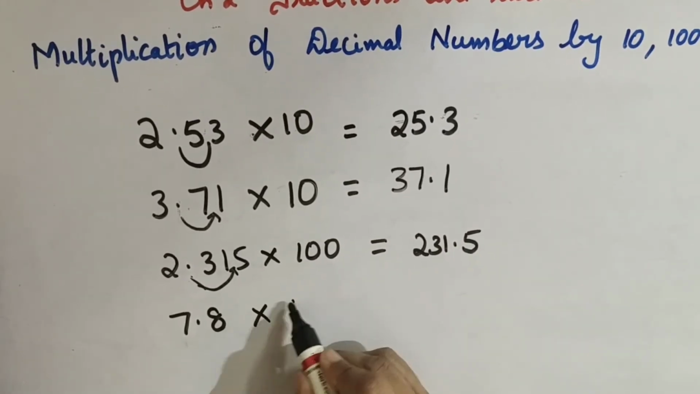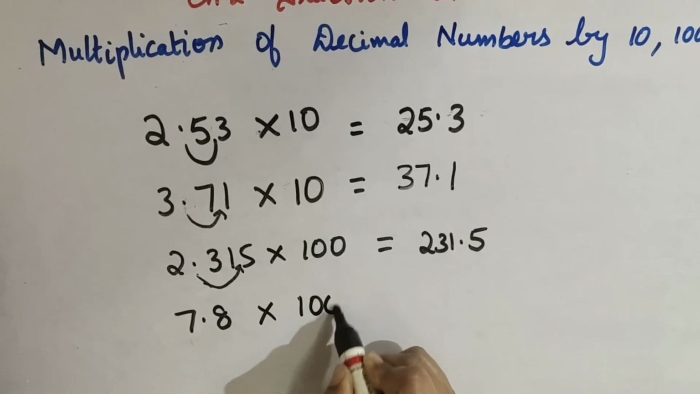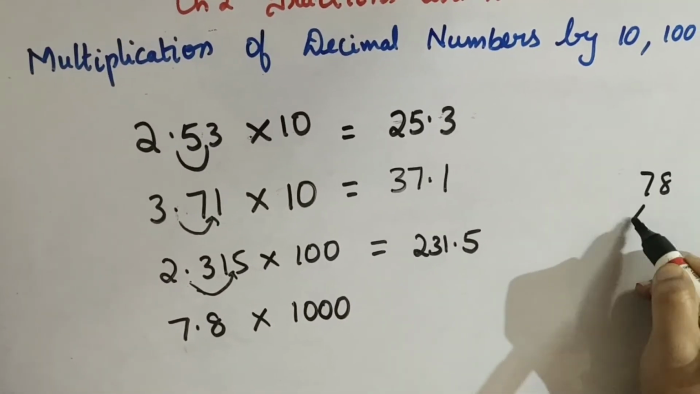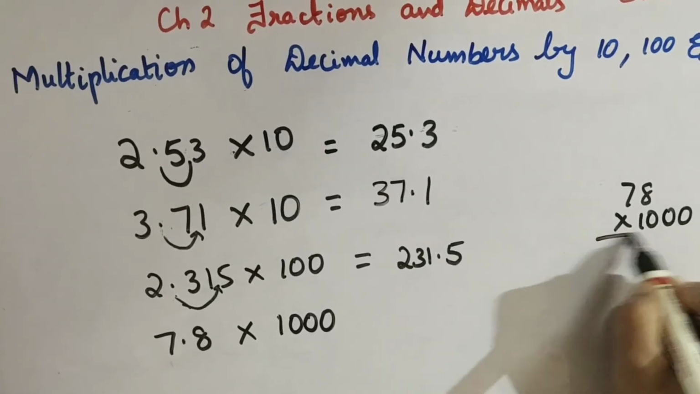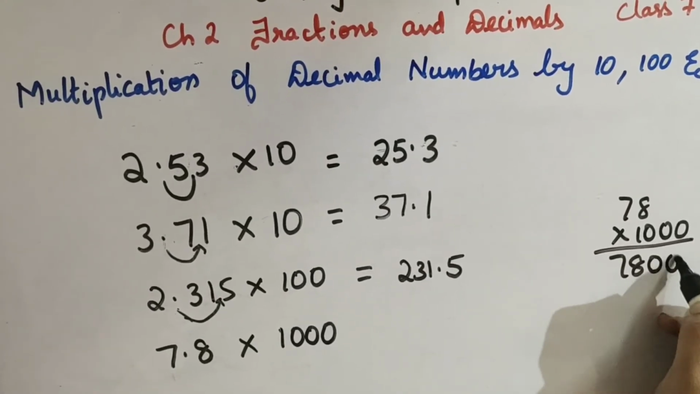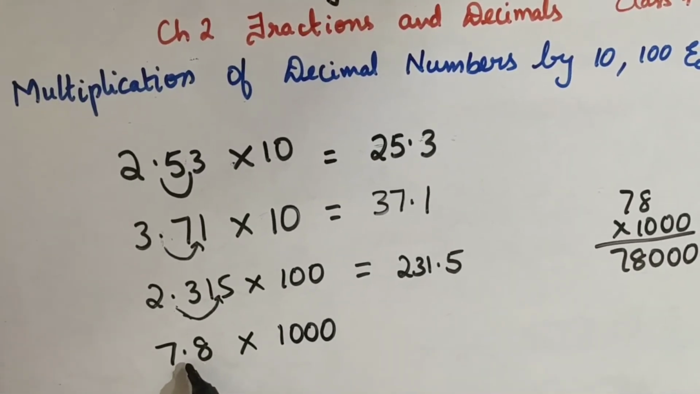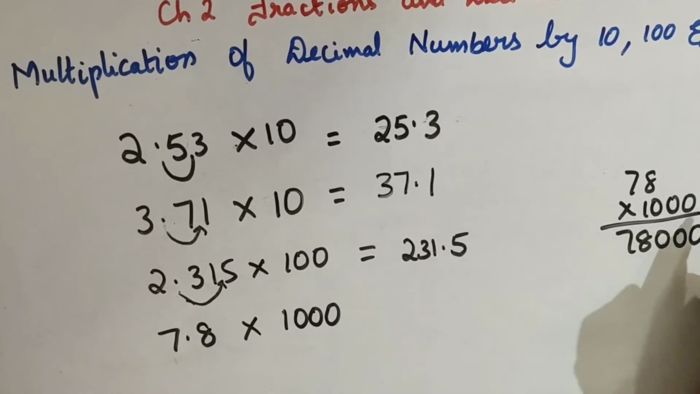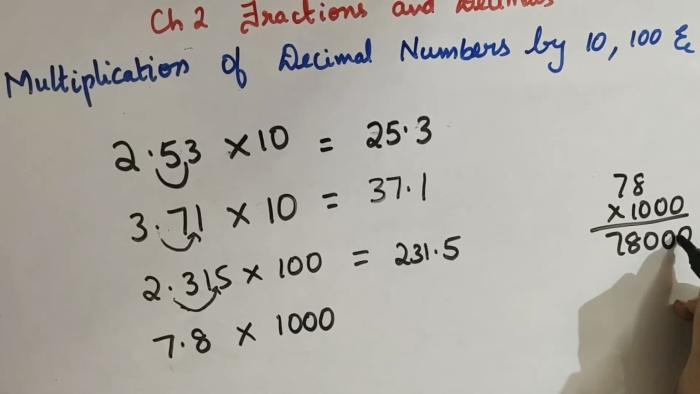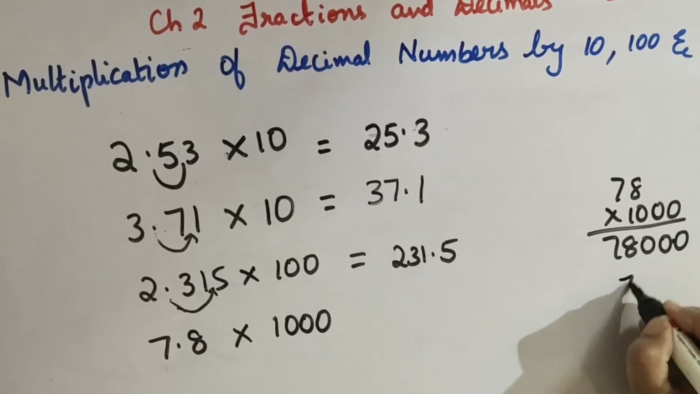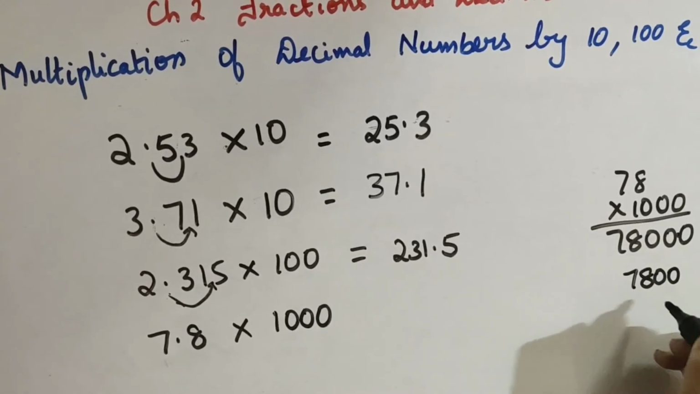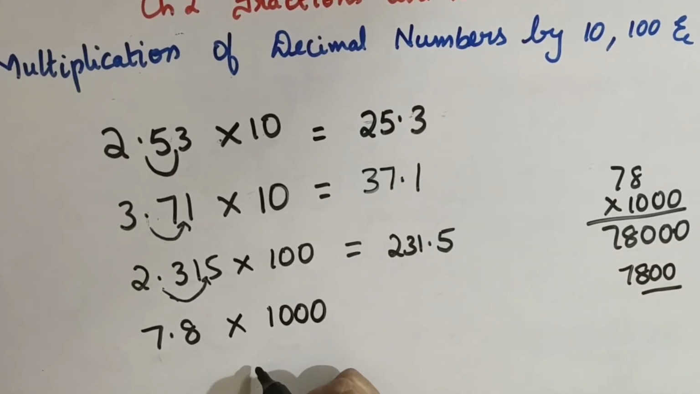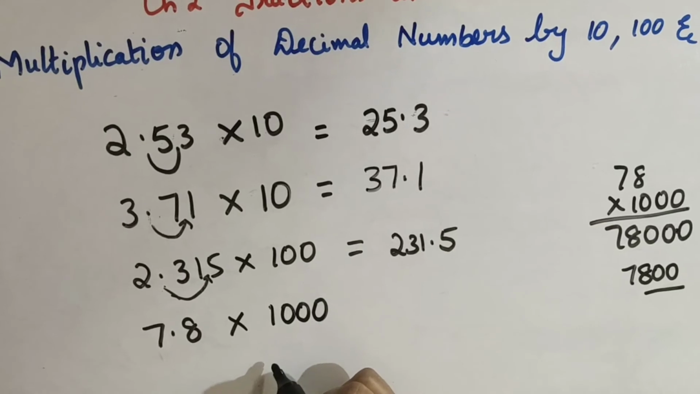Now let us multiply 7.8 with 1000. As I said, you can directly multiply with the normal method, even in this way also you can do. You get 78,000. Now the decimal point is after one digit, so counting from backward, you can place a point here and you get the solution 7800. In this way you can do, but it takes time. Whereas the method which I am telling now is quite a simple method.